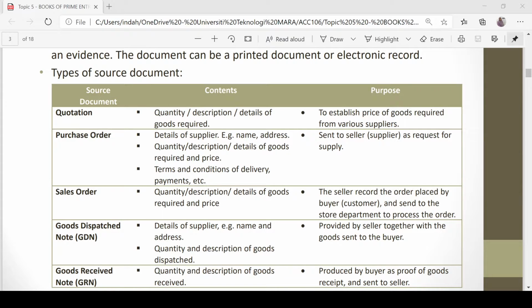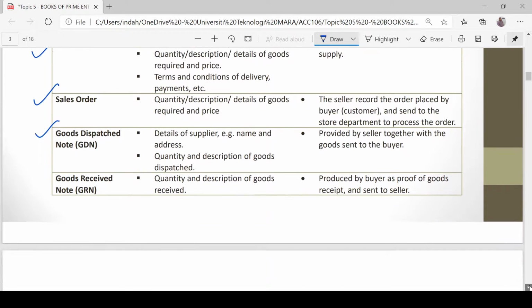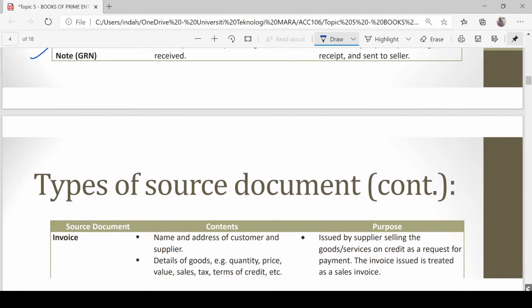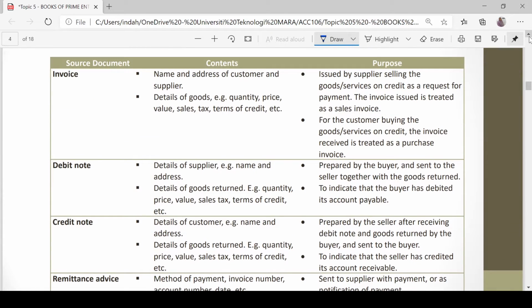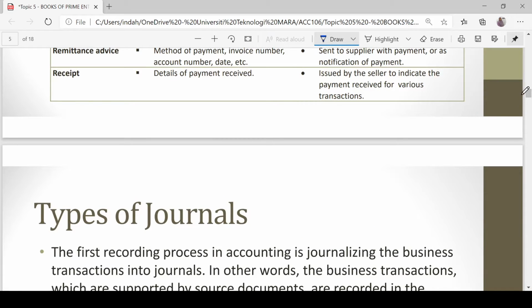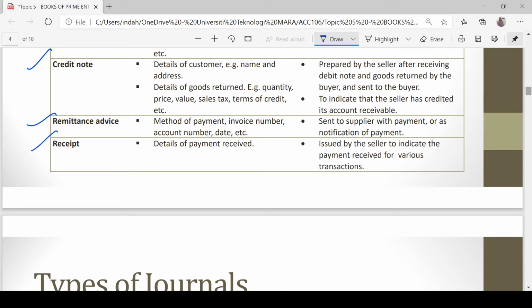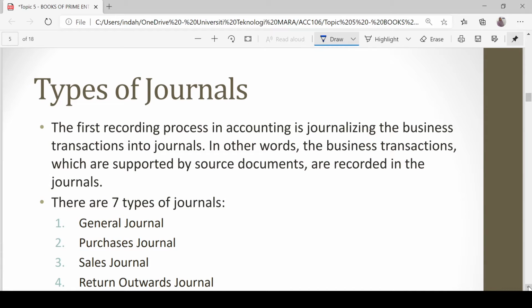If you need a better understanding of the contents and purpose of the source documents, you may refer to this note. We have quotation, purchase order, sales order, goods dispatch note, goods received note, invoice, debit note, credit note, remittance advice, and receipt. I think I covered everything in my illustration. If you need to know further, read the notes here.